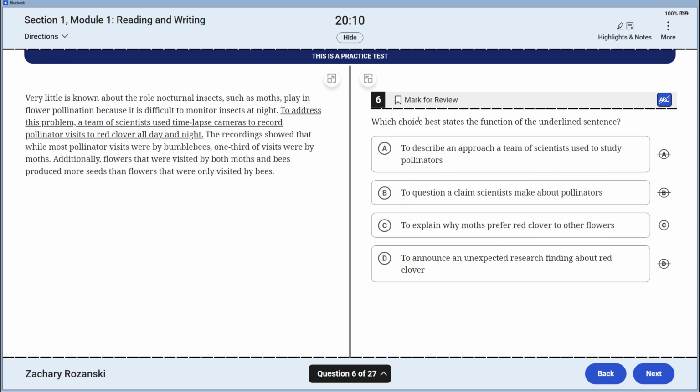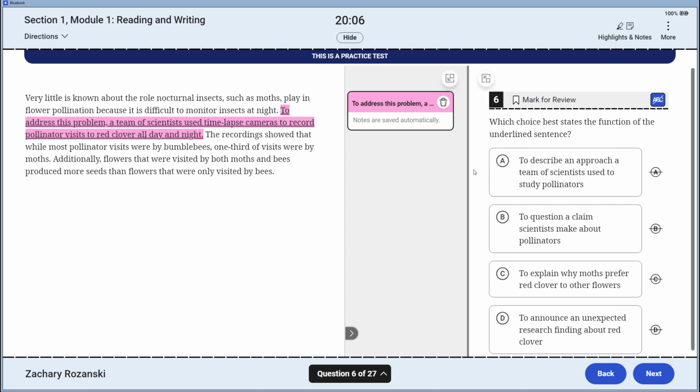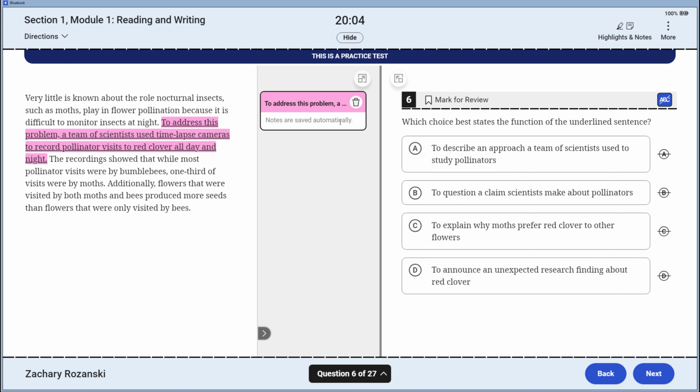6, what's the function of the underlined sentence? Let's do a little summary, see what we've got here. To address this, we love to, that infinitive is a huge signal element. I feel like this is going to be easy peasy. To address this problem, to fix, to address, just summarize as is, that's huge.